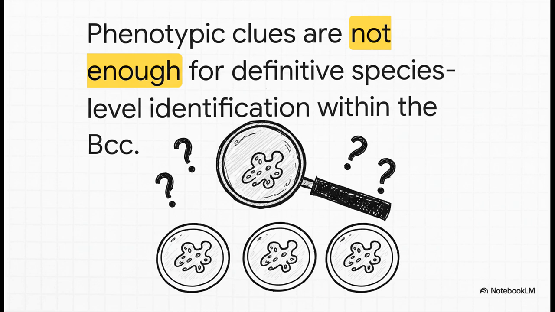But here's the kicker. All those clues on the bench will get you into the ballpark of the Burkholderia cepacia complex, but they will not reliably get you a species-level ID of Burkholderia multivorans. The members of this complex just look too much alike on the plate. And why does that matter? Well, that species-level distinction has massive clinical implications.